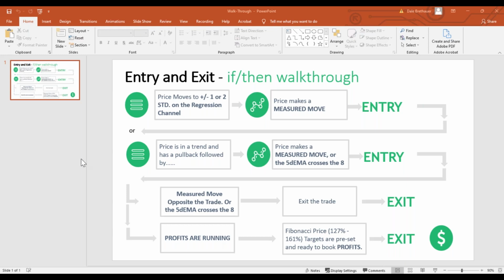But this is for the new people. This is exit with a loss when you get a measured move, or the 5 crosses the 8 opposite the trade that you're in, or when you get to around a Fibonacci price of 127, 161. So this is how you get in. This is when you get out.